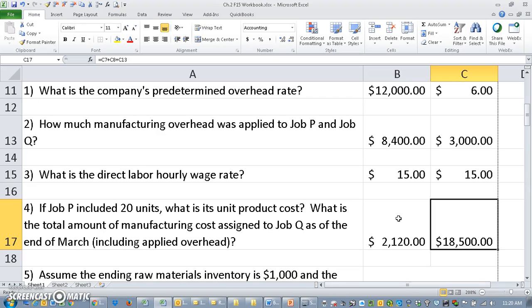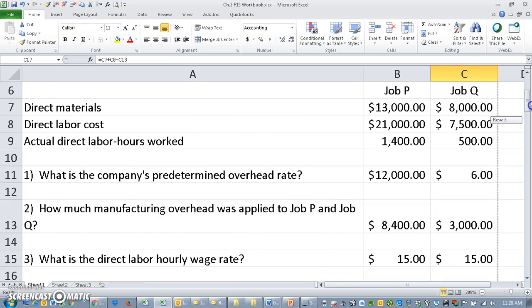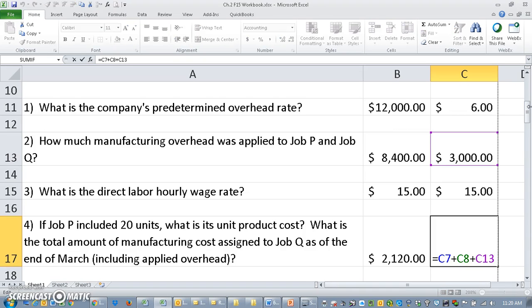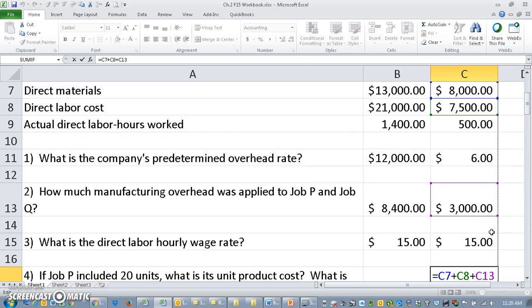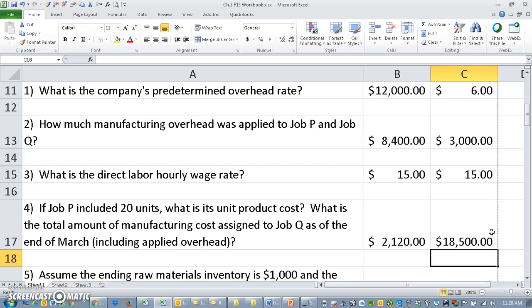Okay. Now, in job Q, the only difference is that we're not going to divide it by the number of units, because we're not given the number of units. All we're asked is what's the total manufacturing cost for that job. And again, we're going to add up direct labor, direct materials, and our manufacturing overhead to get to the total manufacturing cost assigned to job Q of $18,500.